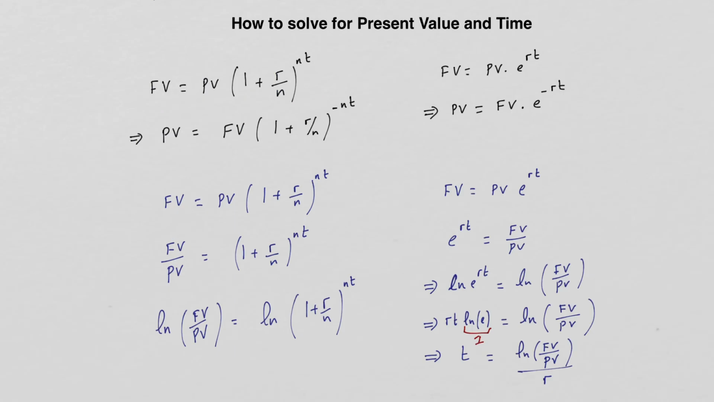Okay? The continuous case, it's actually nicer. Divide by PV both sides first. Introduce natural log. Natural log here makes more sense because the base here is e.